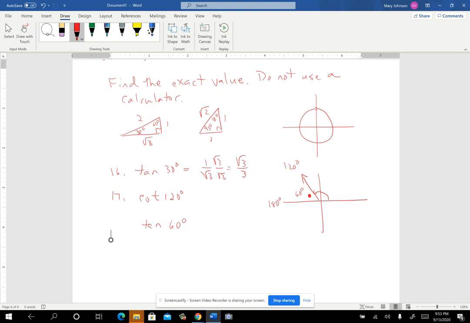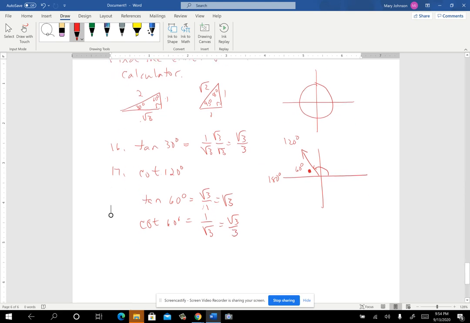I go to my 30, 60, 90 triangle and I see the tangent of 60 would be square root of 3 over 1, which is square root of 3. Now I'm thinking, well, I didn't want tangent, I wanted cotangent. The cotangent of 60 would have been the reciprocal, which would have been 1 over square root of 3, which is square root of 3 over 3. And then I have to think, yeah, but I didn't want cotangent of 60. I wanted the cotangent of 120.